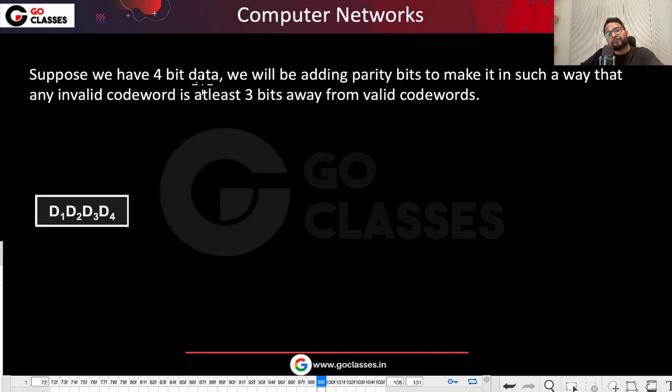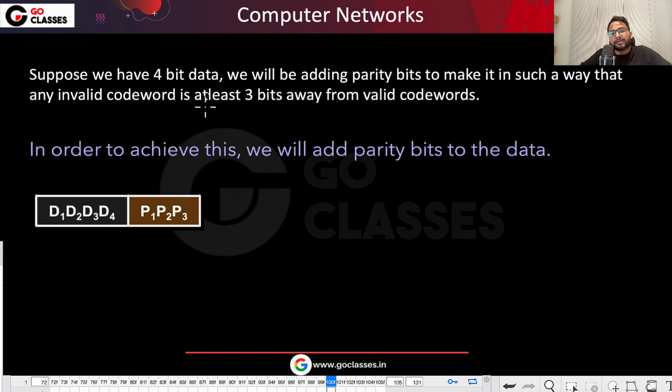Suppose we have 4-bit data. We will be adding parity bits to make it in such a way that any invalid code word is at least 3 bits away. So suppose this is the 4-bit data. I want to add some parity bits, and I want to make sure that any two valid code words are at least 3 distance away. So how to develop such codes?